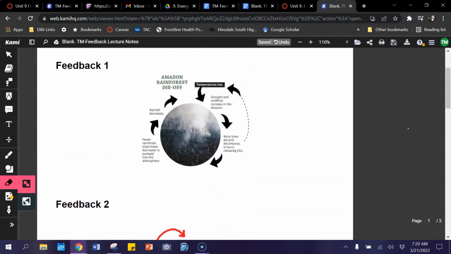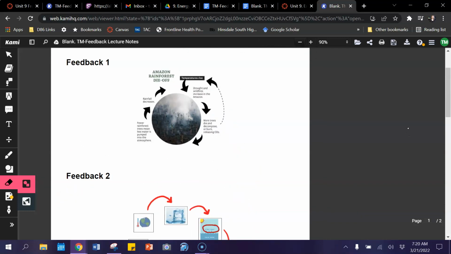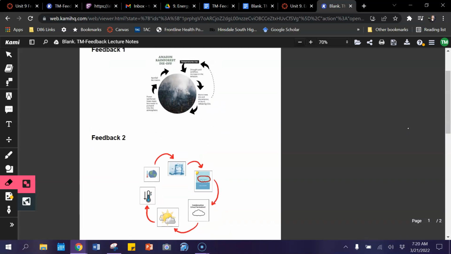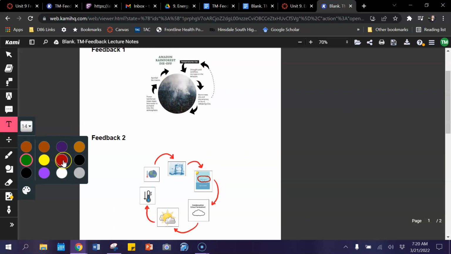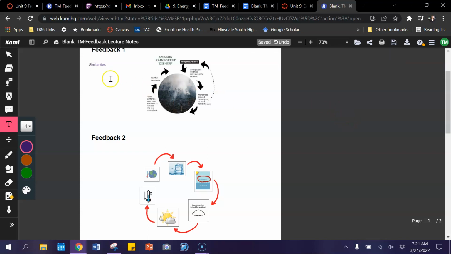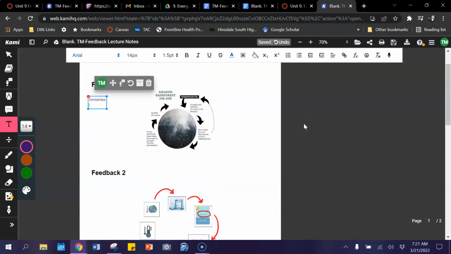I think that if we were going to take a look, let me try and get both of them in the same picture here. If we were going to take a look at the similarities and the differences between these two, we would definitely be able to find them. So let's put a couple of similarities here on the side. Similarities between these two, I think, would include that they both have arrows. They're both pointing in a circular motion.